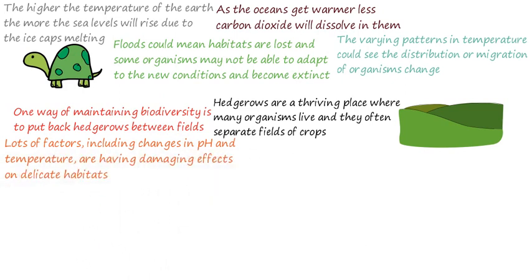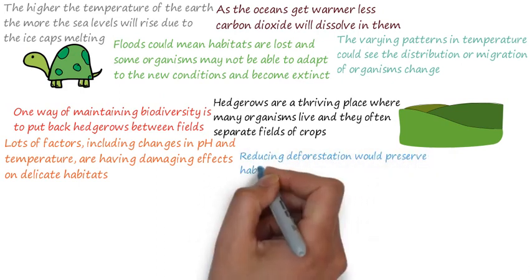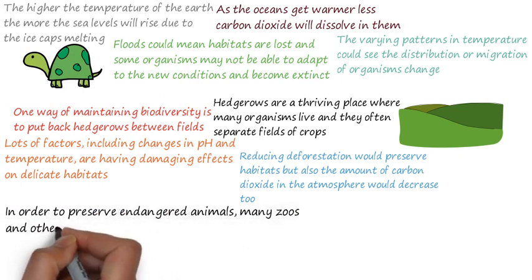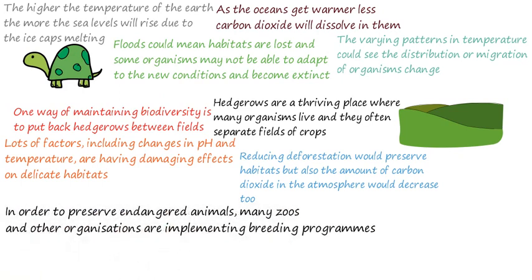Scientists believe that certain habitats, such as coral reefs, are becoming damaged due to climate change. Lots of factors, including changes in pH and temperature, are having damaging effects on delicate habitats. One possible way to protect these habitats could be to reduce the deforestation rate. Not only would this preserve the jungle or woodland habitat where the trees are being cut down, but also the amount of carbon dioxide in the atmosphere would decrease too. Governments are now getting involved with preventing deforestation.